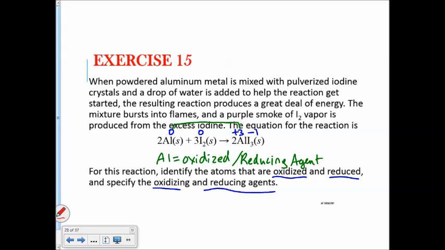Looking here at our iodine that's going from 0 to -1. You can tell that it is being reduced. So I is being reduced. And actually, in this case, the I2 is being reduced, and it is going to be your oxidizing agent.